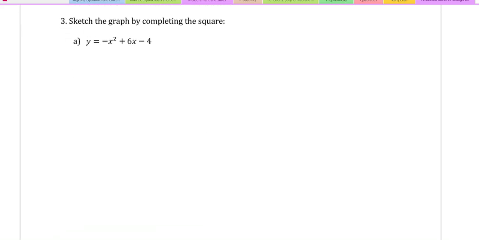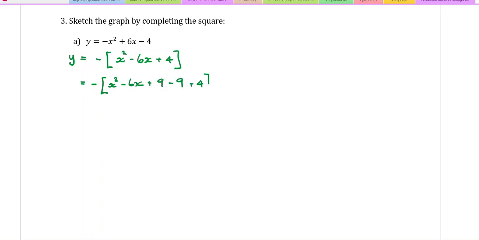So this is a little bit harder because there's a negative in front of that x squared. So we have to do our little technique of factorising that minus out, which will leave x squared minus 6x plus 4. Then, leaving the minus out the front, I take the first two terms, halve the minus 6, which is minus 3, and square that would be 9. So I'm adding 9, taking away the 9, and putting the plus 4 on the end.